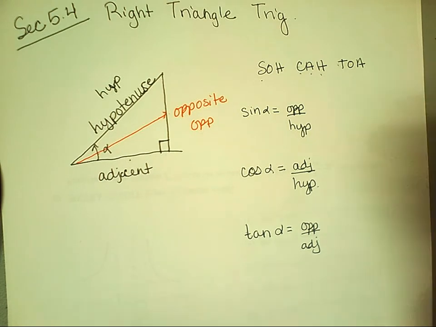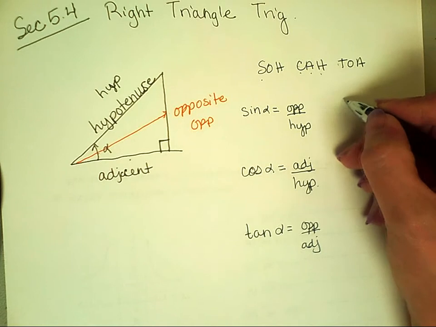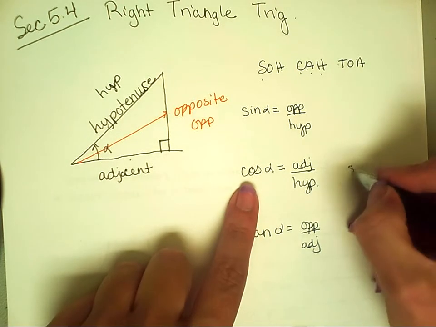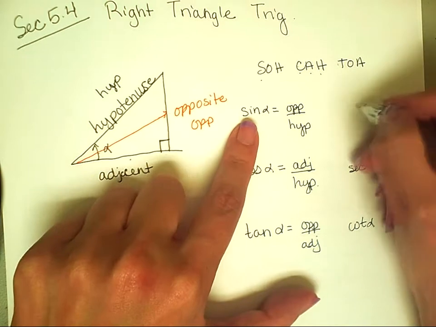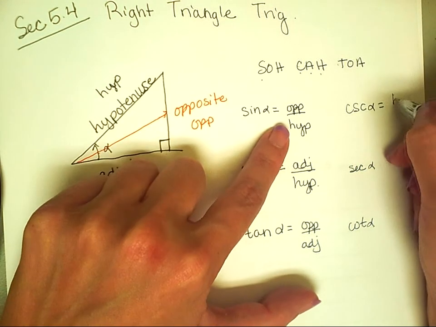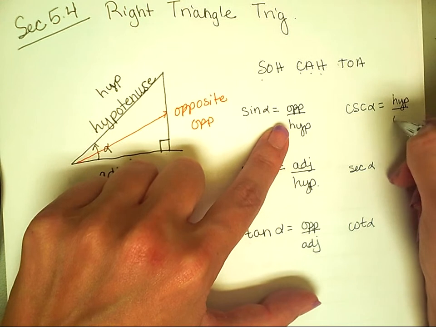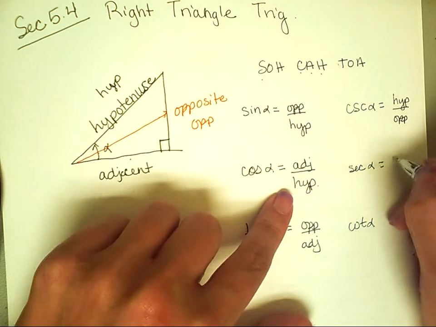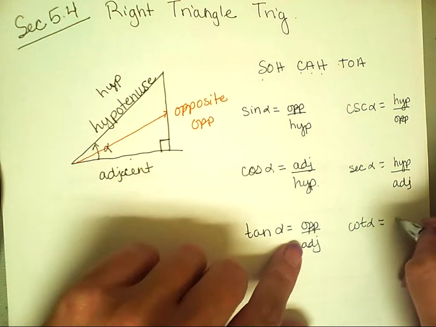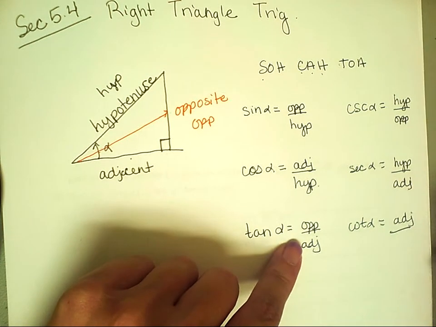And then, of course, if we want to take the reciprocal functions, so this one's cotangent, this one is secant, and this one's cosecant, then it's just the opposite. So it's the reciprocal: it's the hypotenuse over the opposite, this is the hypotenuse over the adjacent, and this is the adjacent over the hypotenuse.